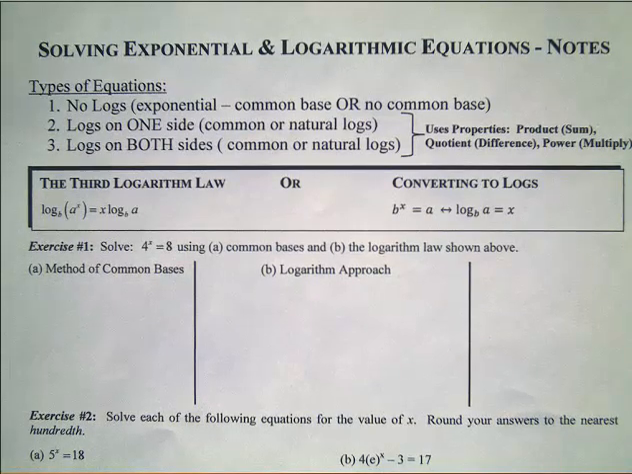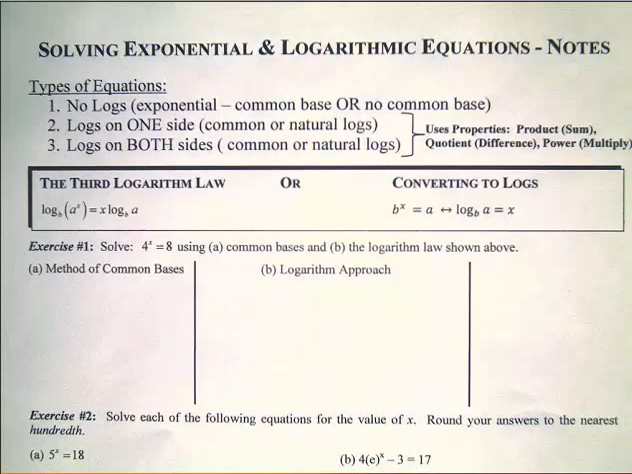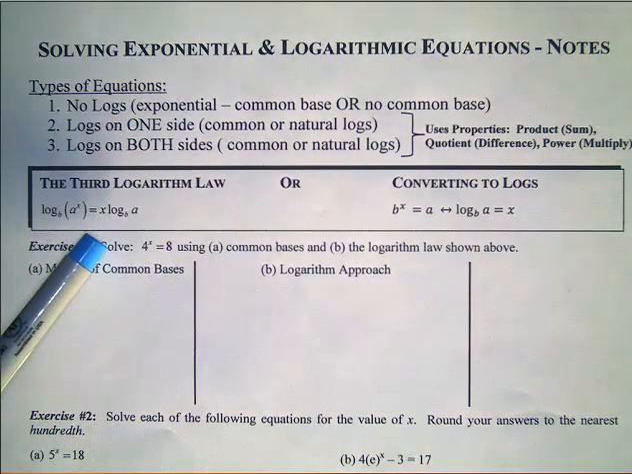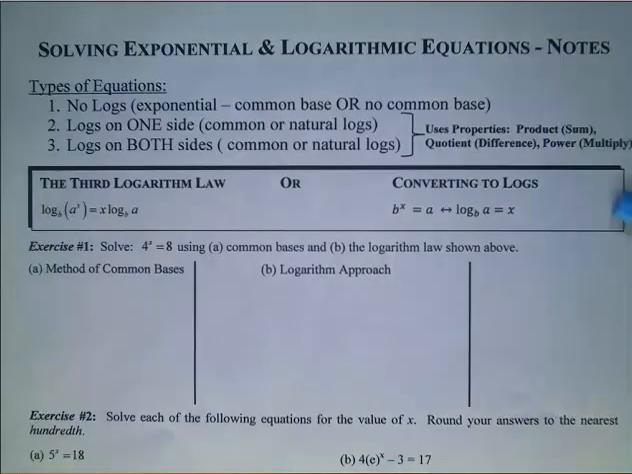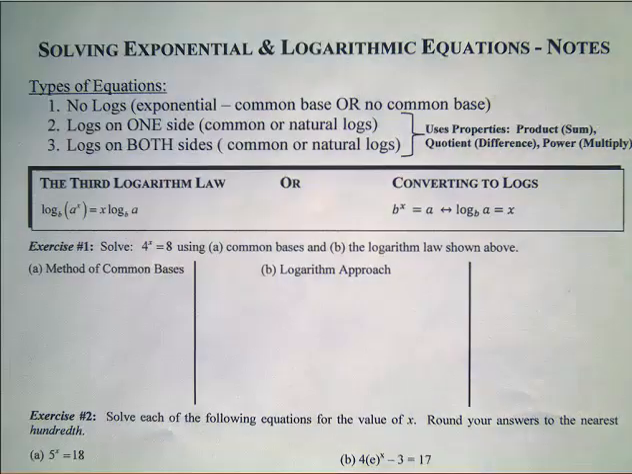So here is our rule. We can use the third log law, which is the power rule or power property, in which we take our exponent and it ends up in front being multiplied by the log, or we can convert between logs and exponents. And that's why we have three different ways to solve this one problem, okay?